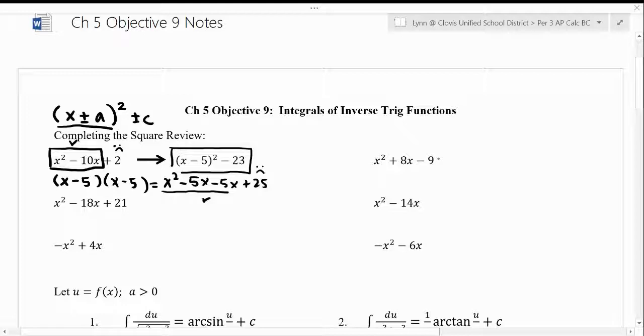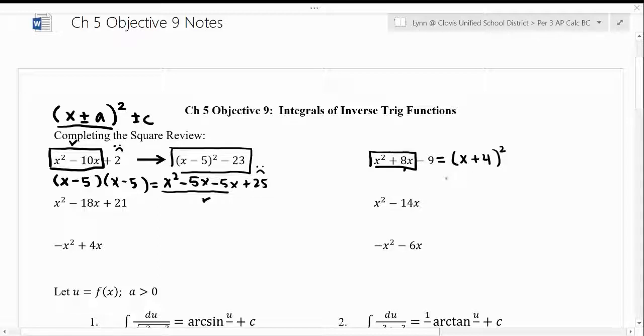So let's take a look at this next one here. Again, we start with just the variable pieces, x squared plus 8x, and I say, okay, that's going to factor out to x plus 4 squared. And again, I got the plus 4 because of the 8. Half of positive 8 is positive 4.